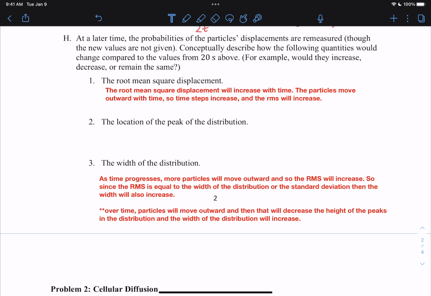Anyway, what was I saying? With a distribution, I think that's what it was.